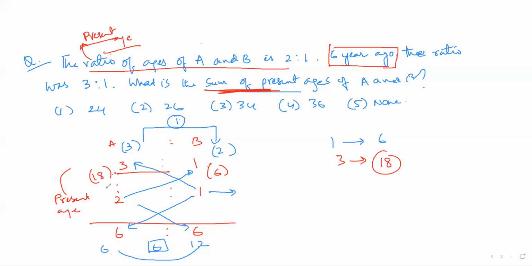Six years later, we add 6: 18 plus 6 is 24. Here 6 plus 6 is 12. And 24 plus 12 is the present sum, and that will be 36. So 36 is the answer.